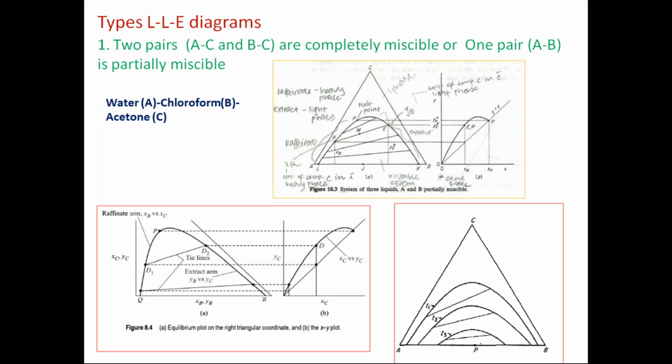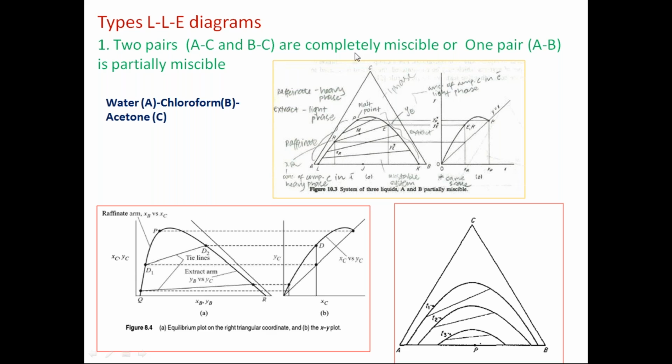The tie line disappears. You can see here also, I have drawn it in an ordinary graph. You can see the tie line becomes a single point here. So it has x equal to y, and therefore the separation is not possible.